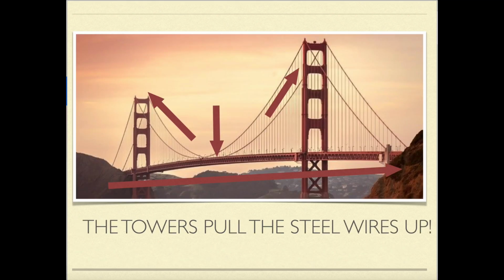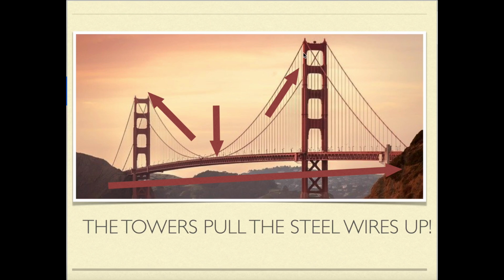So let's talk about how it works. In this suspension bridge, the pushes and the pulls balance each other out. Here we have the bridge part, the long plank part of the bridge going across. The heavy cars and the people and the bicyclists are pushing down on the bridge as they go across it. But in a suspension bridge, there are towers. And the towers stand up tall and attach steel wires and cables to them.